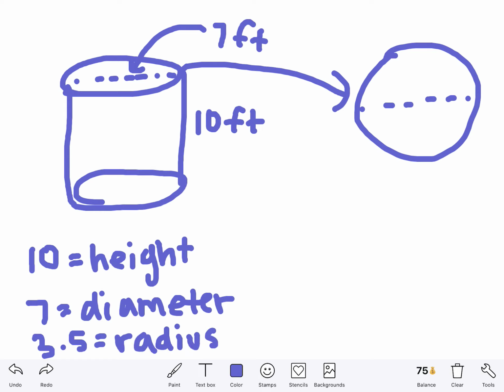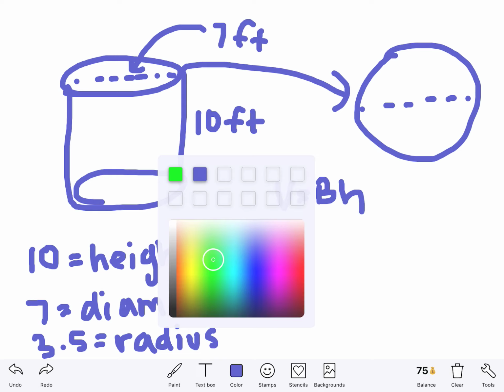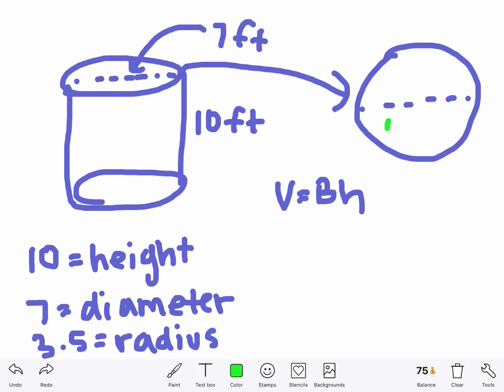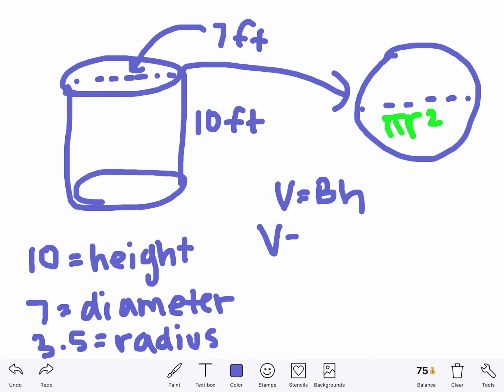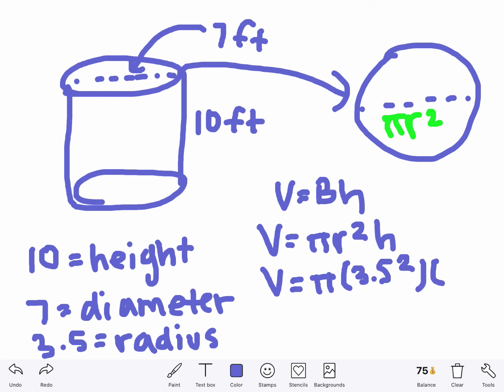So now I have my information, I'm gonna get my equation. Volume equals capital B times H. Capital B is the area of the base, and the area for a circle is pi radius squared. So I'm gonna write volume equals pi radius squared times height. Volume equals pi times 3.5 squared times the height, which is 10. And then we just plug that into our calculator. How are we gonna get it wrong if we have our calculator?